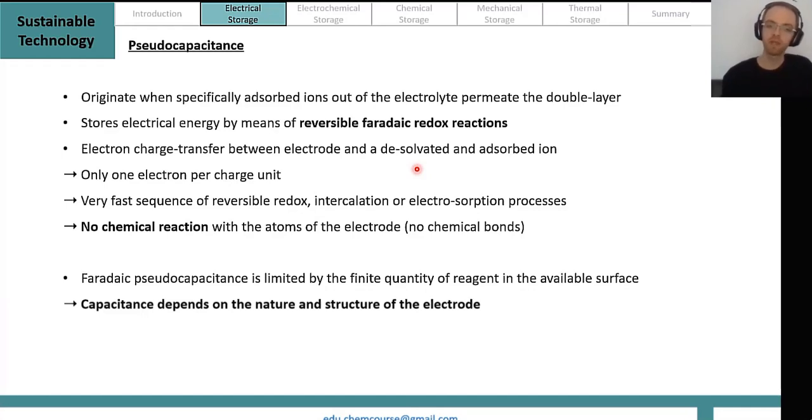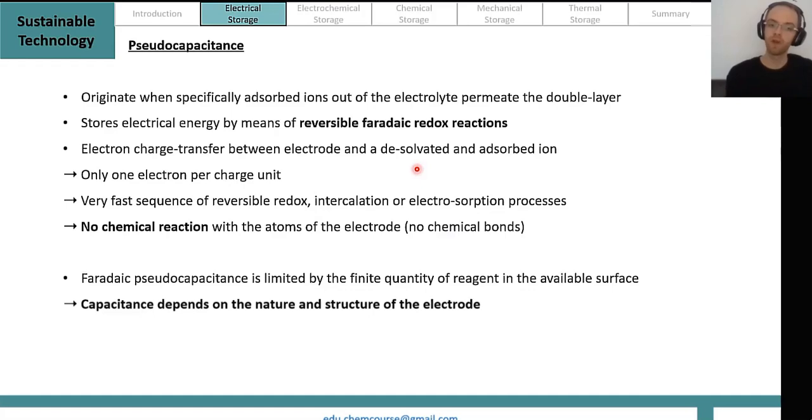So to be very strict, again, this is not really a chemical reaction. It is some kind of electron transfer, but we are not regarding this as a chemical reaction. And this is why it is part of this chapter here. So this distinction is made because we're actually not forming chemical bonds. You can imagine this as a molecule going to the surface and just temporarily giving a part of its charge to the electrode. And this happens in a very fast sequence.